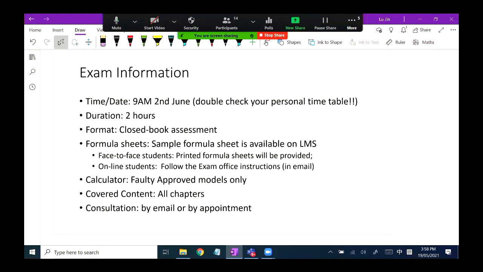Calculator. I don't think I need to say anything. You have already known how important a good calculator is in this unit. You must have a calculator which can be used to calculate the angle, the magnetic stuff, and so on, right? And please make sure your calculator model is an approved one from the list given by the faculty. Cover the contents: you know that from chapter 1 to chapter 7.